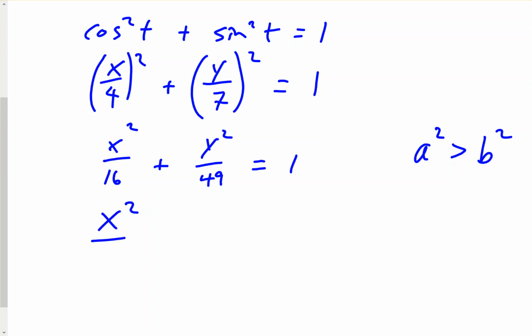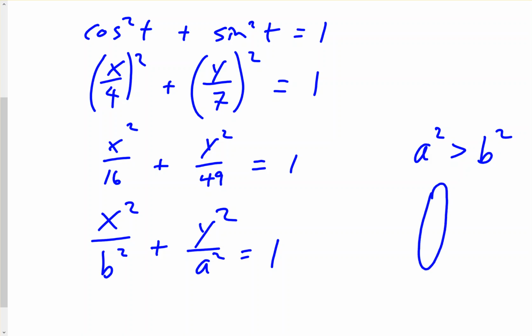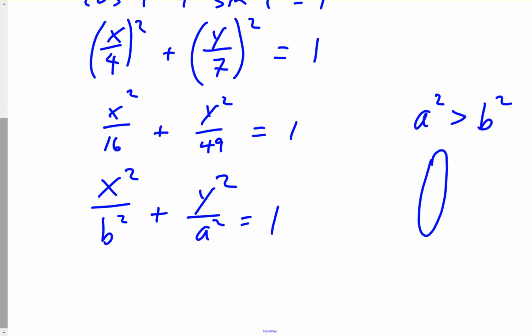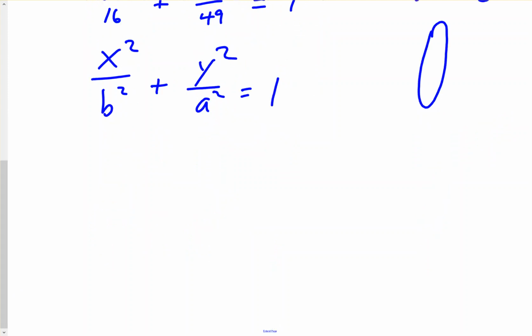So whenever it's of this form, that means this is an ellipse that's in a vertical orientation. If the a squared was under the x squared, then it would have been a horizontal orientation. So yeah, this is going to be a vertical orientation. And then we could easily graph this.